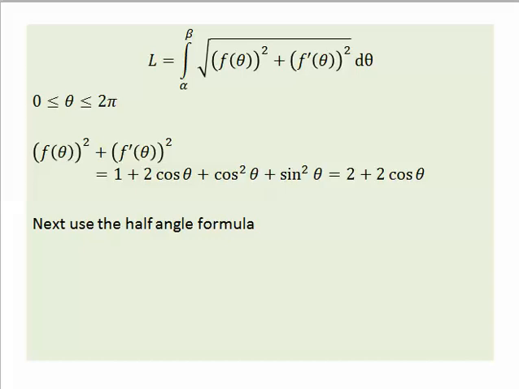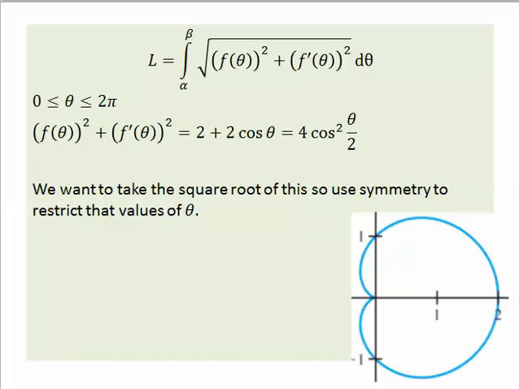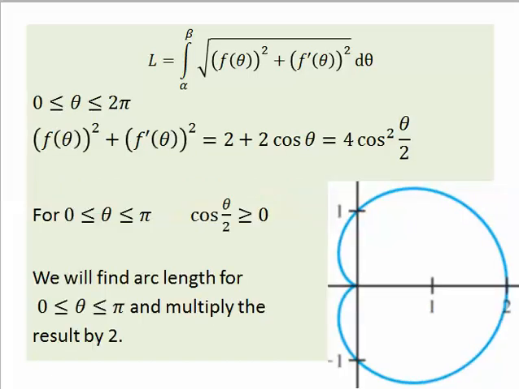Next, we're going to use the half angle formula. If you look at the formula, you'll see that we need to take the square root of this expression. And so, like I said, we're going to restrict the values of theta. If theta goes between 0 and pi, then cosine of theta divided by 2 is going to be positive or 0. So we will find the arc length for theta going between 0 and pi, and then multiply the result by 2.